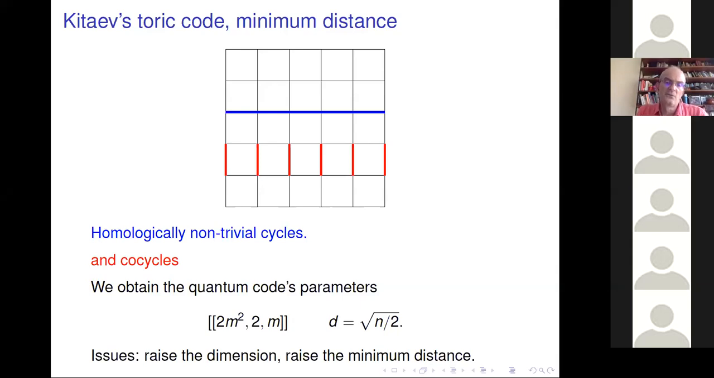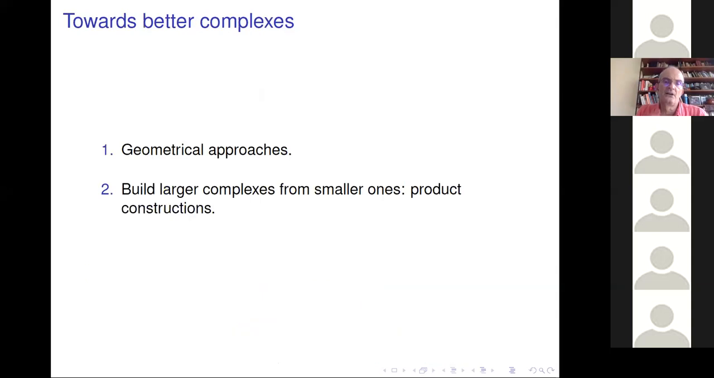So what ideas do we have to get better complexes? I like to think that those ideas fall into a couple of categories. We have many geometrical approaches, and we have strategies where we will try to construct larger complexes from smaller ones, in particular product constructions.